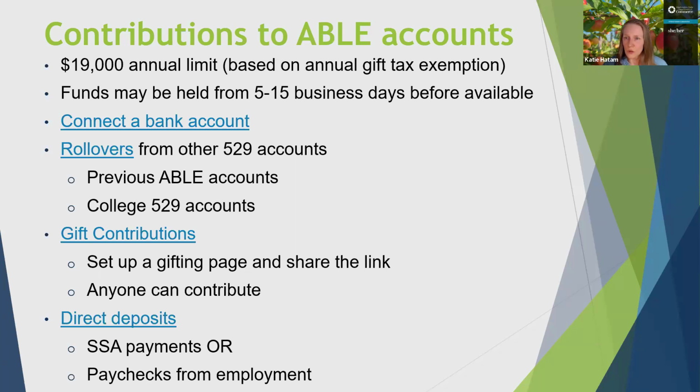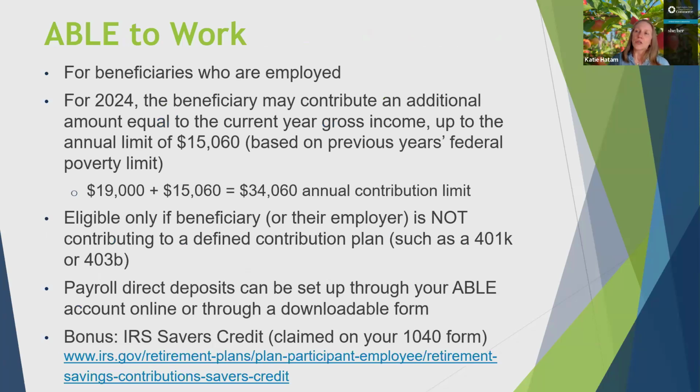So next we'll move into ABLE to Work. ABLE to Work is an added benefit for beneficiaries who are working and earning employment income. This allows them to save an additional $15,060 per year. This actually should say 2025. $15,060 is the new limit for 2025. So that allows you to save a combined total of the standard contribution limit of $19,000 plus the ABLE to Work contribution limit of $15,060, for a total of $34,060 a year.